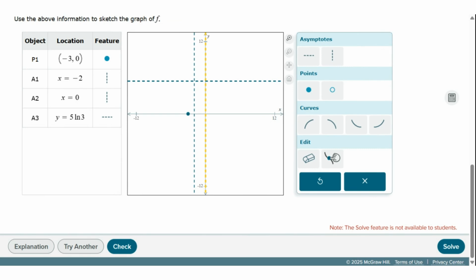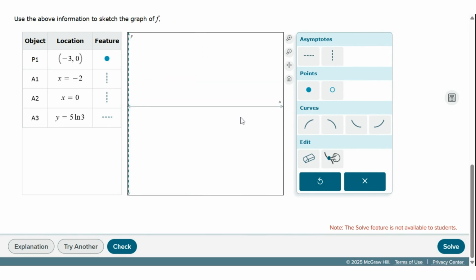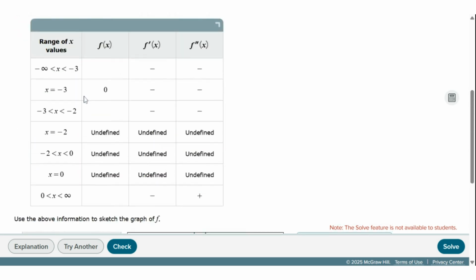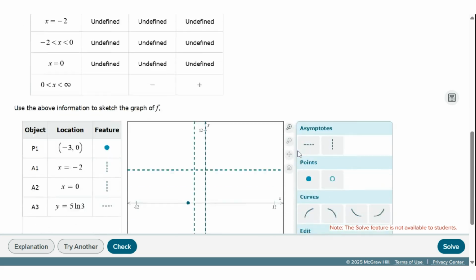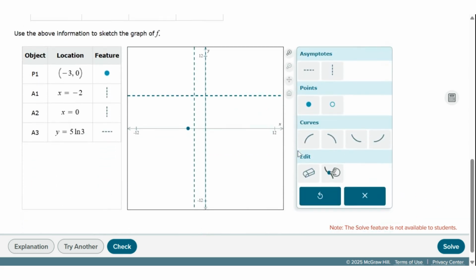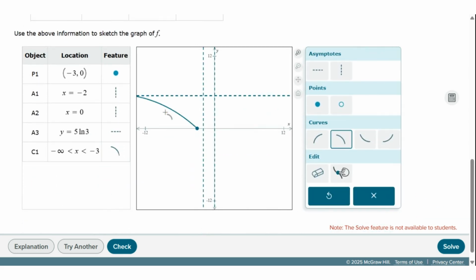So what remains now, after you've done that preliminary work, is to use this information about the first derivative and the second derivative to know what kind of shapes of curves to put in there. This says that from negative infinity to negative 3, it's a negative slope and it's concave down. So negative slope, concave down, and that's up to that point.